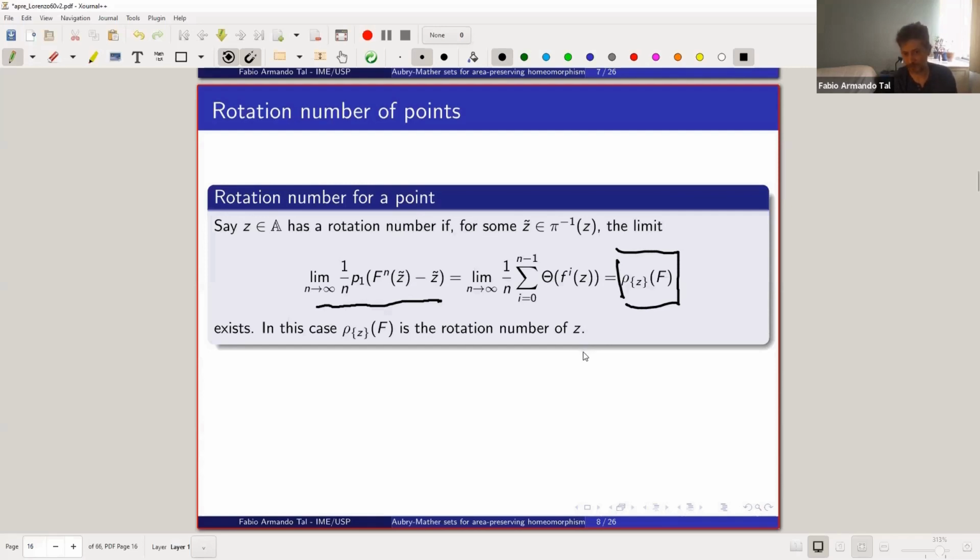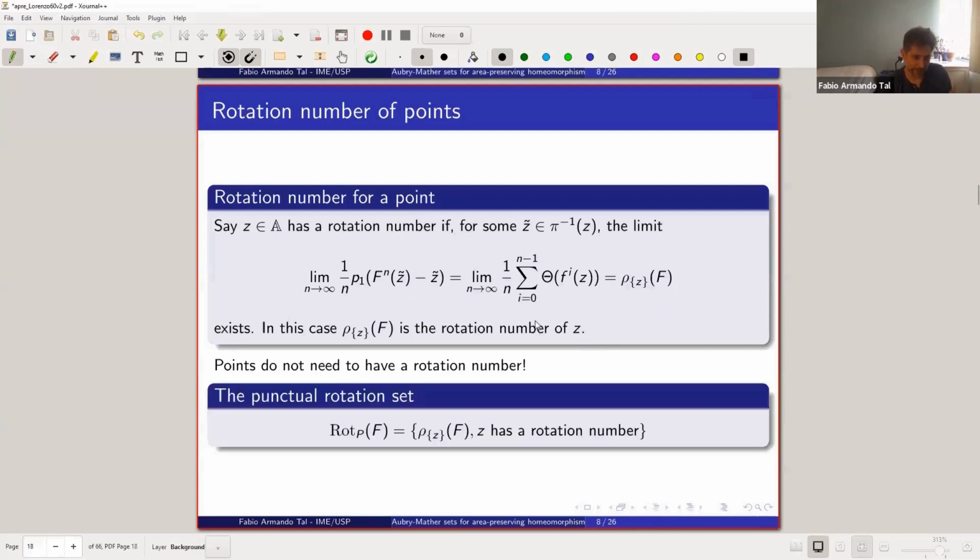The problem is, and we're going to see this is not very difficult, this number doesn't need to exist. You might have points that don't have a rotation number. But if your point has a rotation number, you say this is the rotation number of the point, and you define the punctual rotation set as the collection of all possible rotation numbers for points. A number is in the punctual rotation set if you have some point that rotates with that particular speed, if that limit exists.